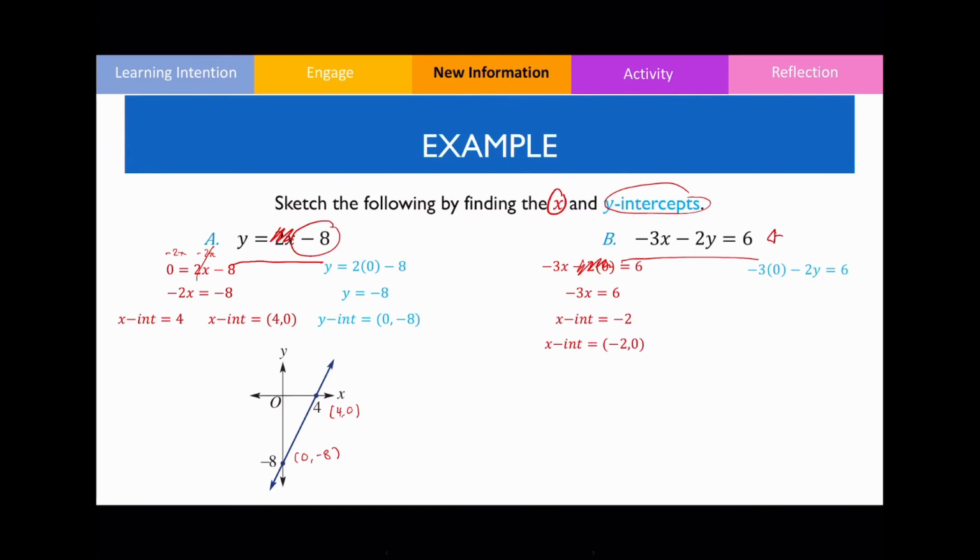And to find the y-intercept, you can let x is equal to 0. Any number multiplied by 0 is equal to 0, so you pretty much ignore that. So negative 2y is equal to 6. Divide both sides by negative 2, y-intercept is equal to negative 3, and therefore draw a line between these two coordinates. And again, you need to write this in coordinate form, otherwise you lose a mark every single time, also for your year 12 exams.